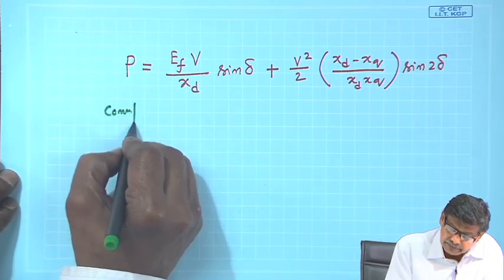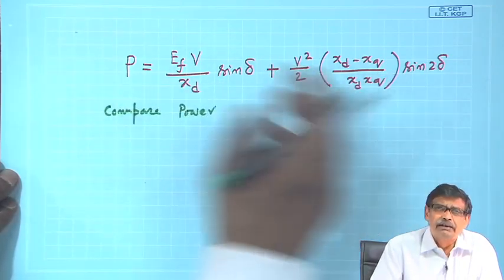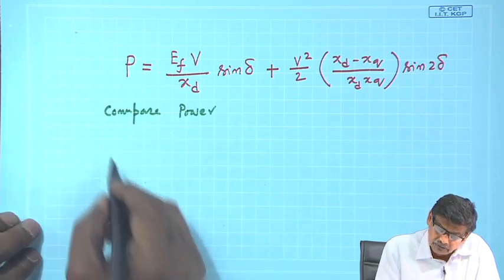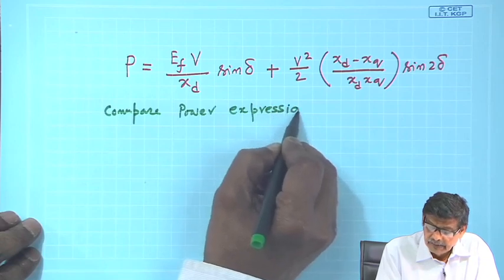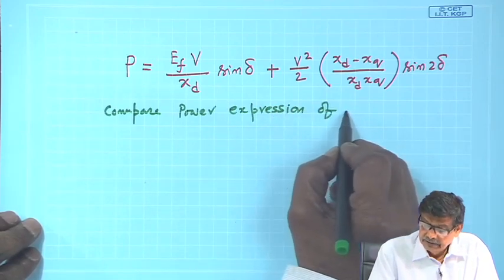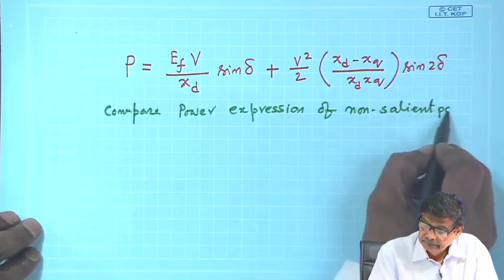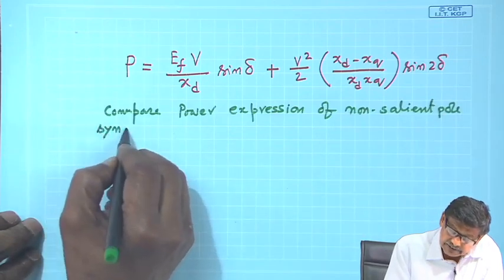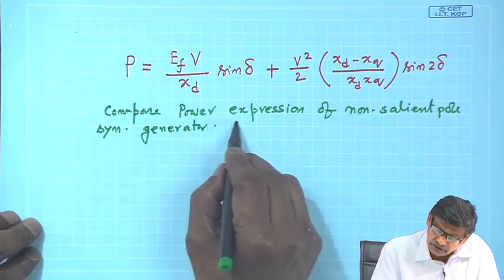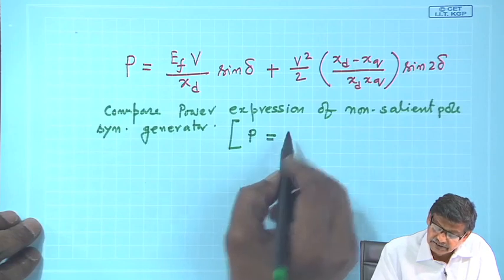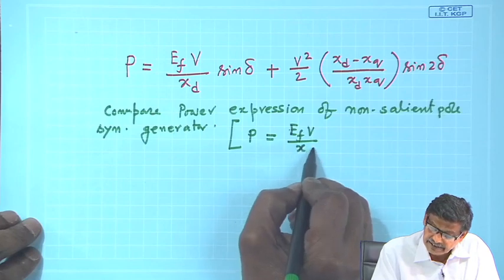Compare this power expression, power or torque, this is synonymous with torque, with the power expression of a non-salient pole synchronous generator. How did it look? It was P is equal to per phase EF V, these are all phase voltages, by X sin delta.